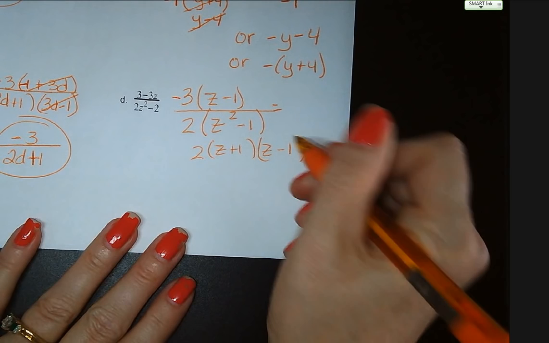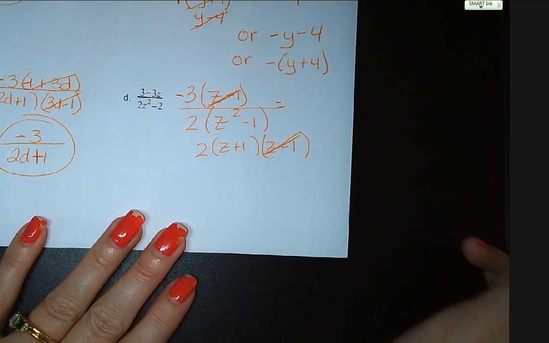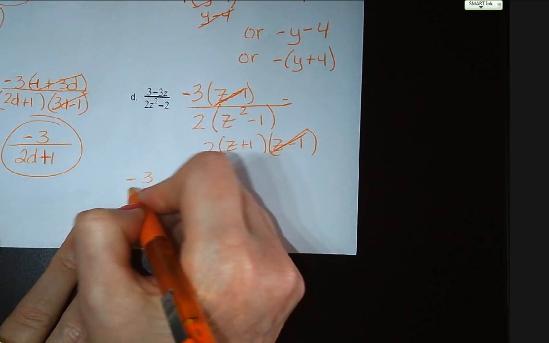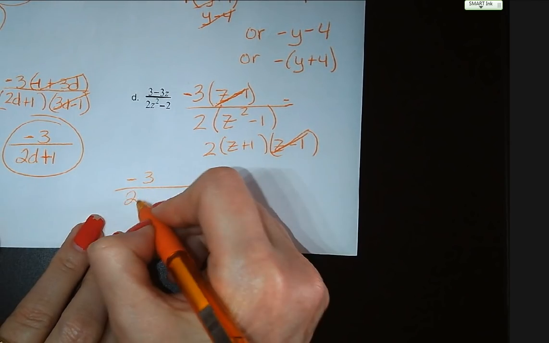All right, so we can cancel out the 2 z minus 1s, and we're left with negative 3 over 2 times the quantity z plus 1.